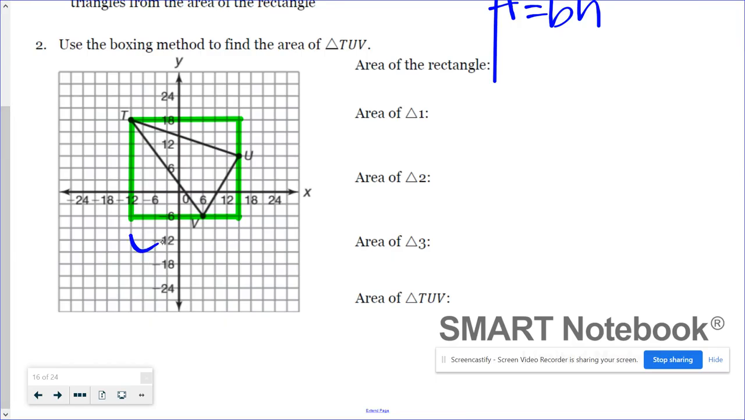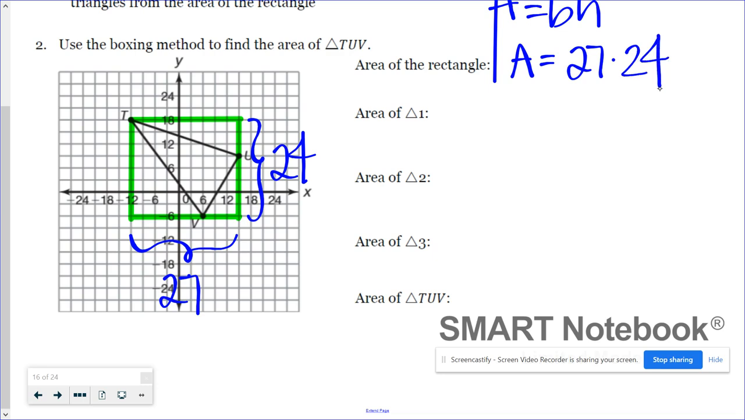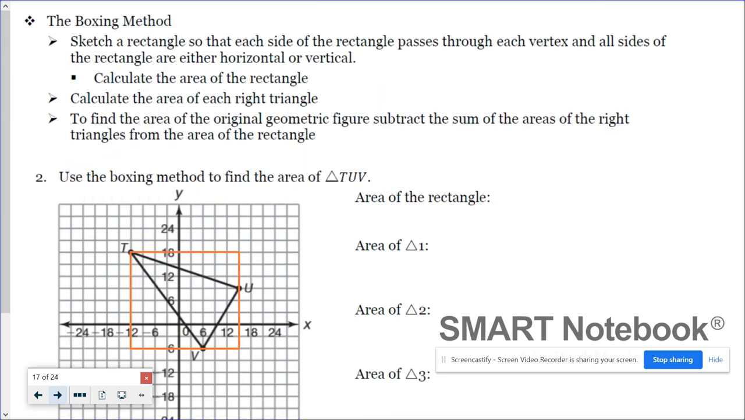So the base goes from -12 to 15. So that means it's 27 units long. And for the height, it goes from -6 to 18. So that's 24. So I want to multiply the base and the height, 27 and 24, and get the area of my rectangle. All right, which apparently I've already done. I got 648. So I'm going to go back here.